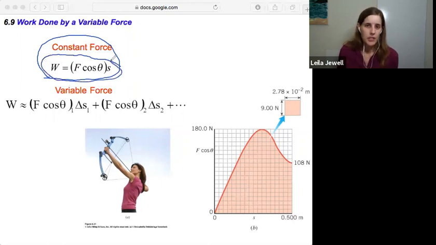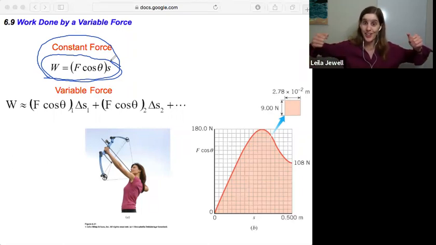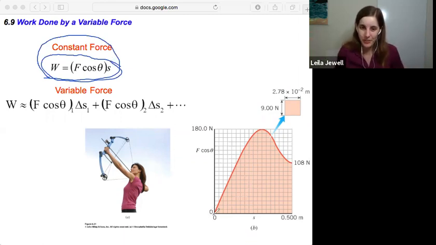But there are some cases where the force will vary depending on the displacement, like a bow, right? When you first start pulling the bow back, it's not too hard. And then it starts to get harder and harder. More and more force is required to pull that bow back, right? And that's what's shown here, that the force actually is increasing with displacement.